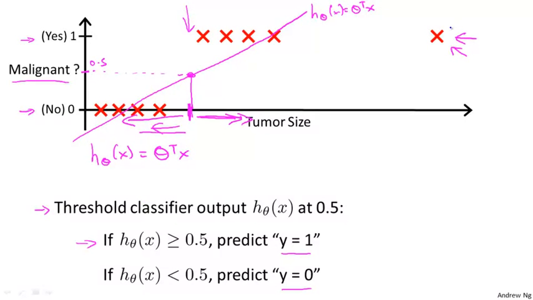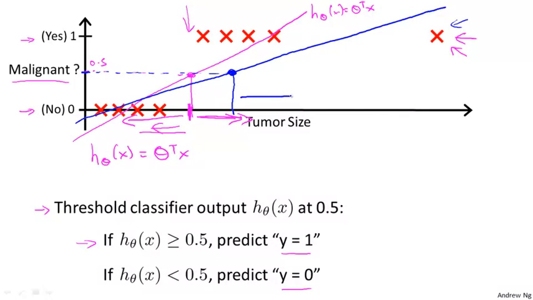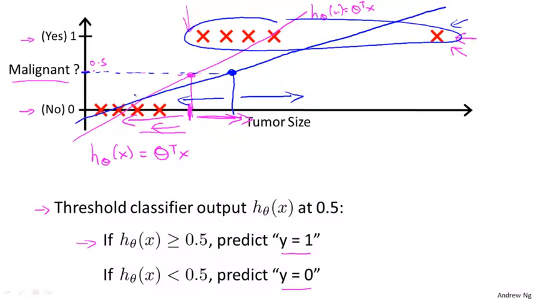But once we've added that extra example out here, if you now run linear regression, you will instead get a straight line fit to the data that might look like this. And if you now threshold this hypothesis at 0.5, you end up with a threshold that's around here, so that everything to the right of this point you predict as positive, and everything to the left of that point you predict as negative. And this seems a pretty bad thing for linear regression to have done, right? Because these are our positive examples, these are our negative examples. It's pretty clear we really should be separating the two classes somewhere around there.